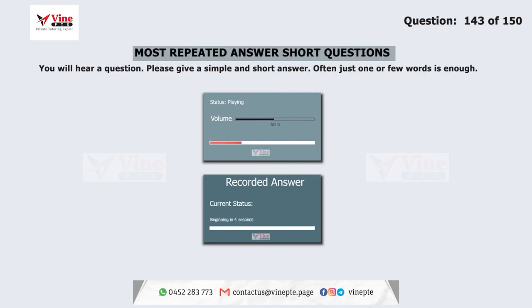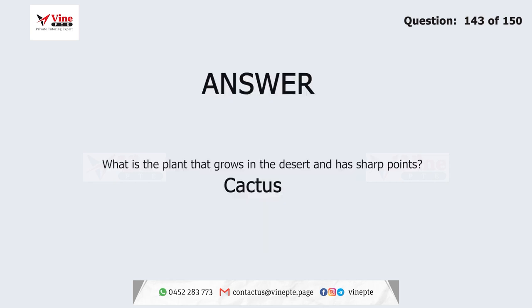What is the plant that grows in the desert and has sharp points? Cactus.